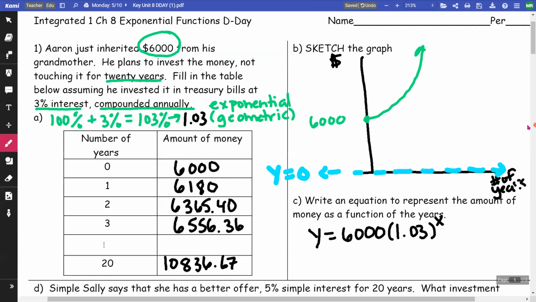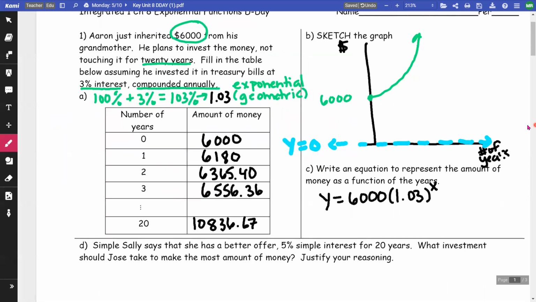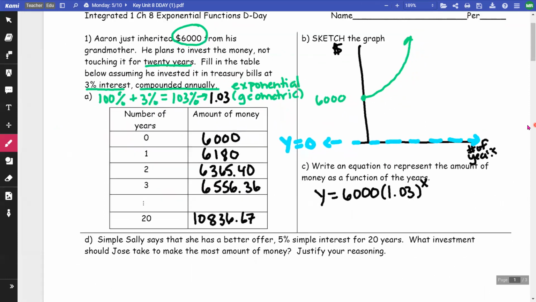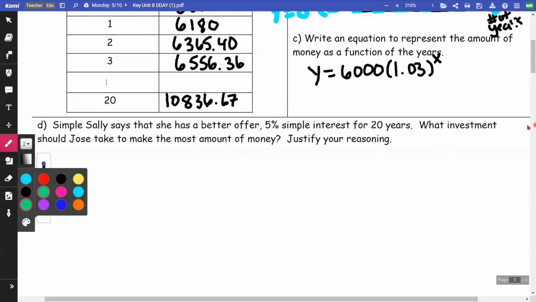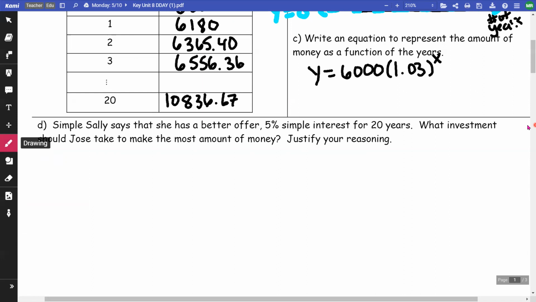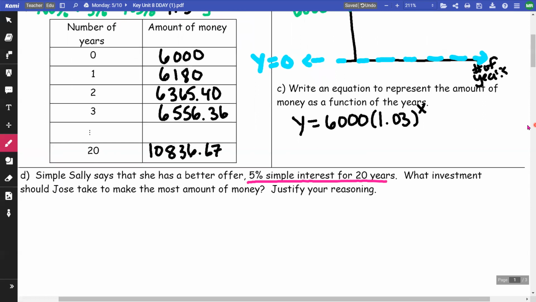Okay, so now there's a second component to this. Down here, we have Simple Sally, and she says that she has a better deal than the one Aaron had. Simple Sally says there's 5% simple interest for 20 years. What investment should Jose take to make the most amount of money? When you see simple interest, this means it's linear. And in terms of a sequence, it's arithmetic, where you're adding the same amount.